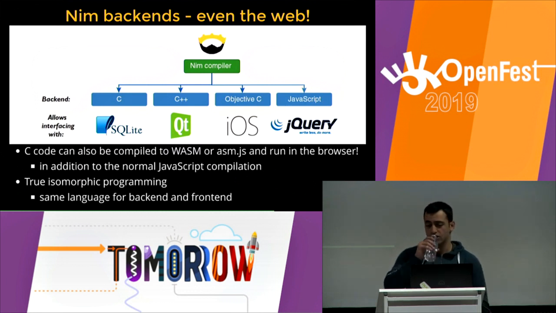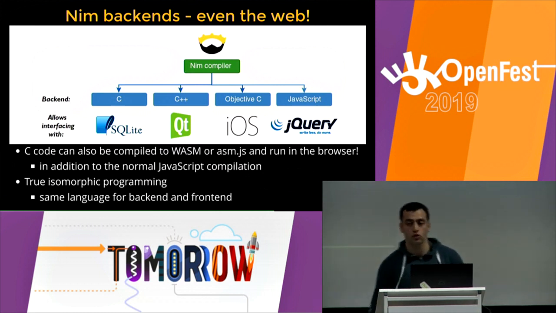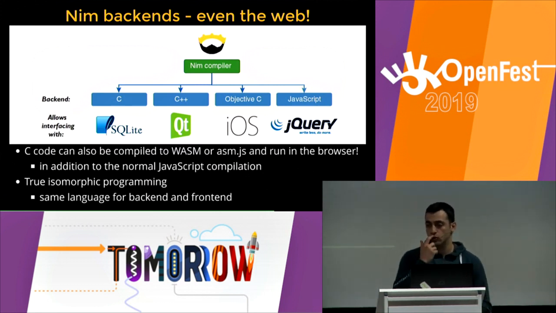So, the Nim backend. As we already talked, Nim can generate C and C++ code. In the case of C++, it can also reuse the exceptions in C++, and it can even interact with them. But it can also compile to JavaScript, and we'll see in a bit later why that's cool.